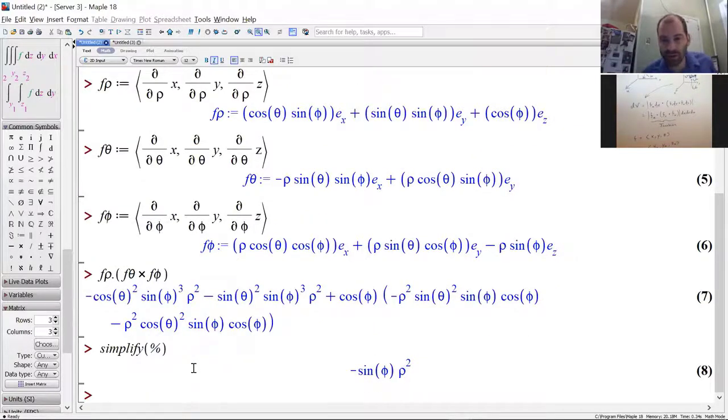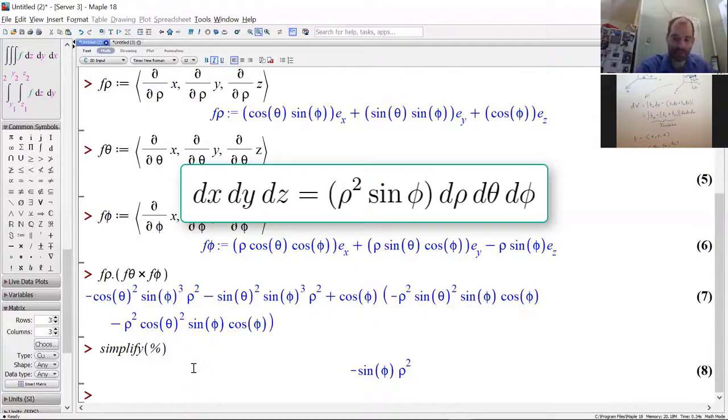Look at that. It's negative rho squared sine phi. Remember though, we're taking the absolute value of this, right? So when you take the absolute value, you get rho squared sine phi. If you recall from spherical coordinates, that's exactly what happens when you go from dx dy dz to d rho d theta d phi: you've got to multiply by rho squared sine phi. That's where that comes from. That's the Jacobian, all right?